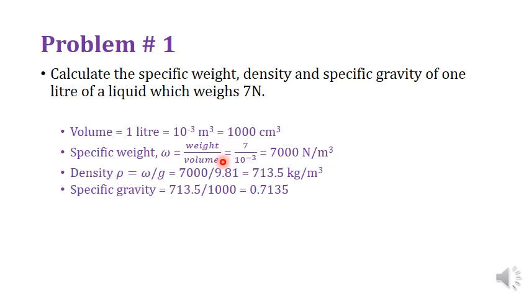Then you have specific weight, small w. The formula for the specific weight is weight per unit volume. You have 7 newtons weight and 10 raised to power minus 3 meter cube, that is the unit. You also need to be very careful with consistent units. Wherever you use a formula to solve numerical problems, within that particular formula the units of each parameter in the numerator and denominator must be consistent.